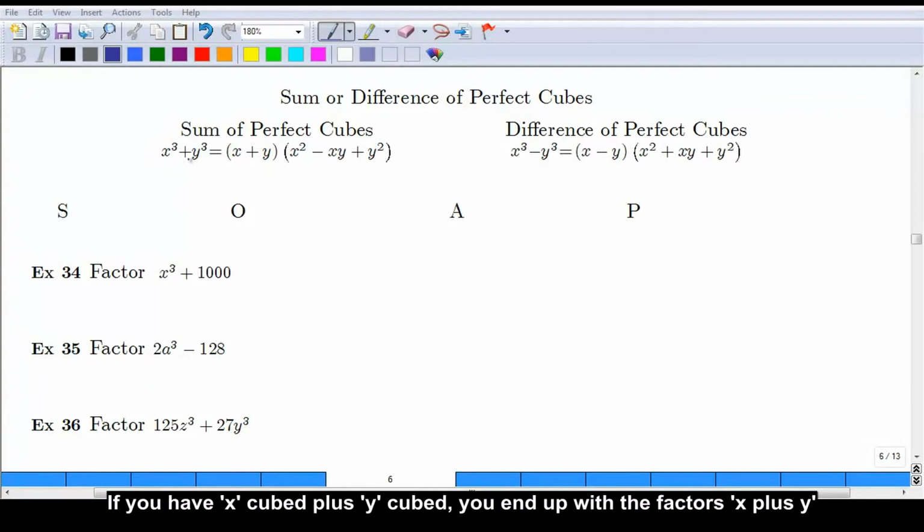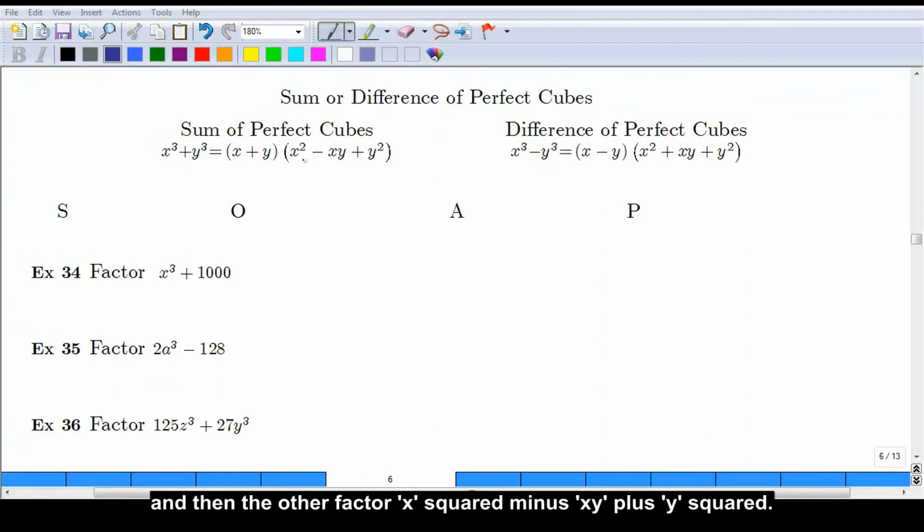If you have x cubed plus y cubed, you end up with the factors x plus y, and then the other factor x squared minus xy plus y squared. If you have a difference of perfect cubes, your first term is x minus y, and then your second term is x squared plus xy plus y squared. So if you want to, you can memorize these two formulas.